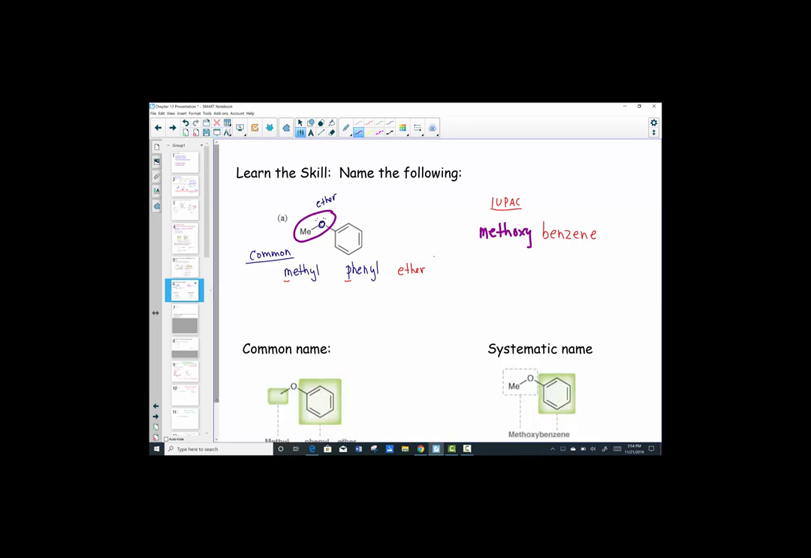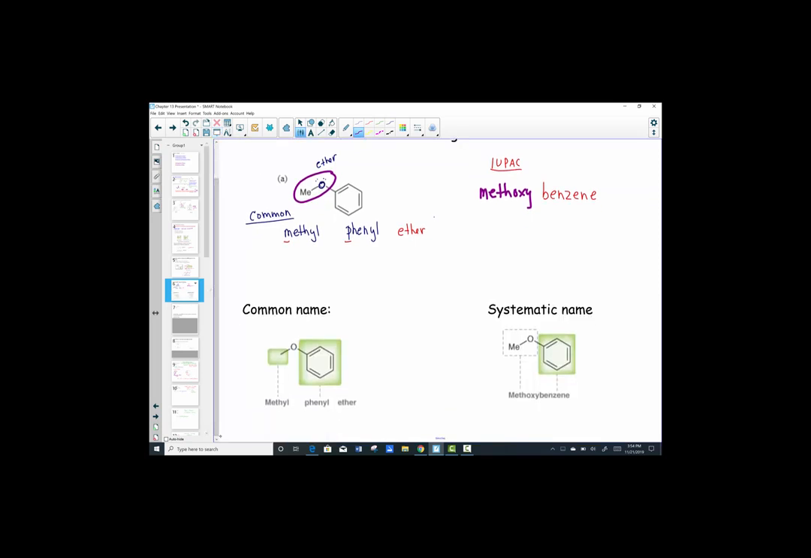So just sharing that strategy again, for a common name, we listed the substituents in alphabetical order and then put the word ether after it: methyl, phenyl, ether. The systematic name found the longest parent chain to be benzene, and then named the substituent methoxy for the 1 carbon attached to the oxygen. Methoxybenzene, all one word. How'd you do? This takes just a little practice.